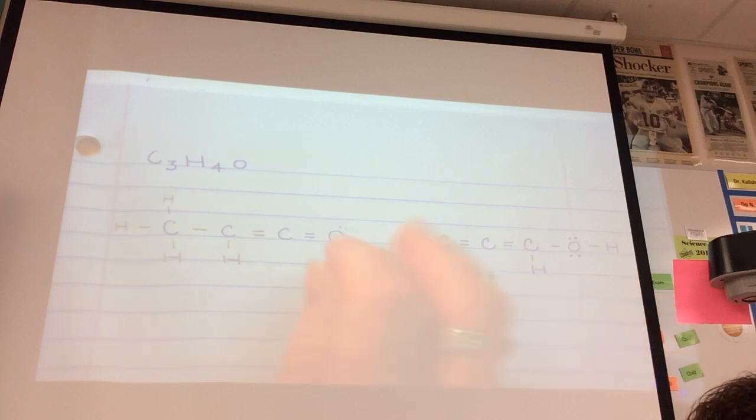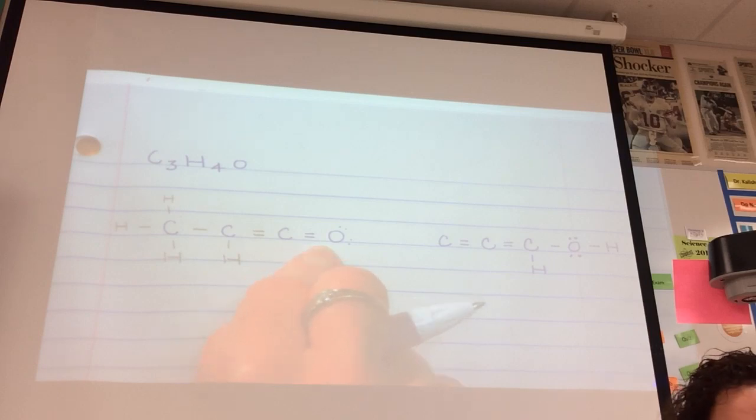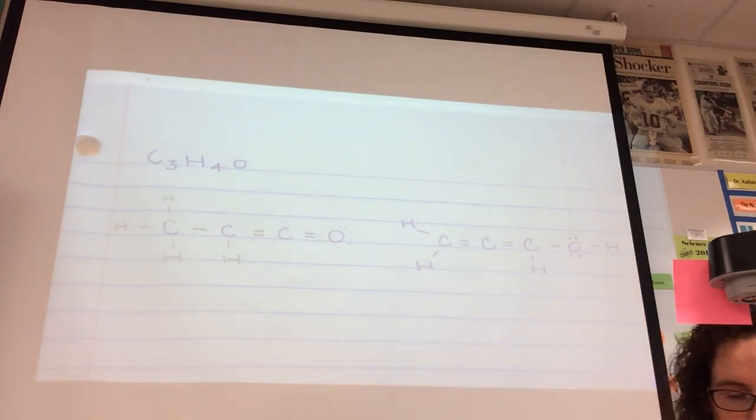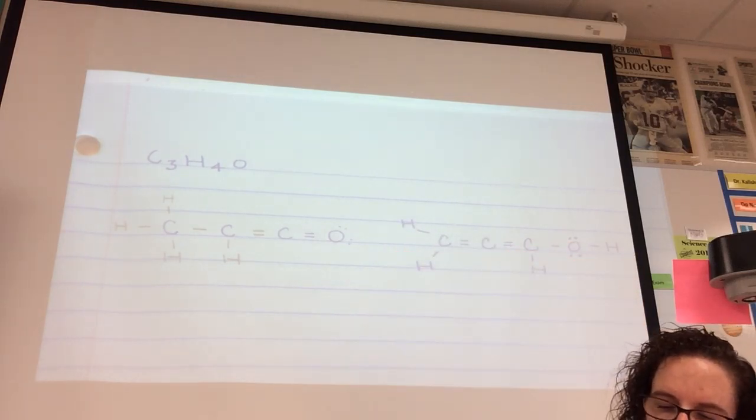These are definitely isomers. This is a ketone here. Is that actually a ketone? I don't think so. That's an alcohol. Regardless, I don't think they'll ask you to draw anything like that anyway.